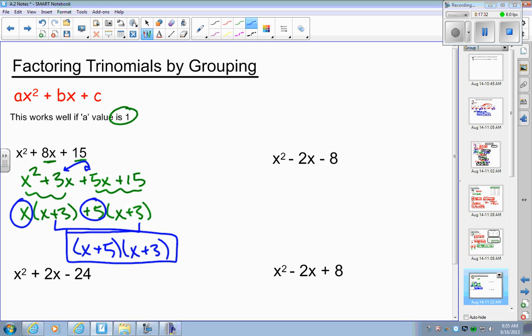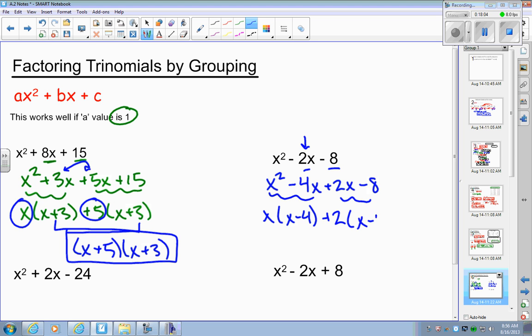Okay, let's try it over here with something a little bit different. So I need to multiply to 8 and add to -2 somehow. So what if I split this up into this? Minus 4x plus 2x and a minus 8. If you add those middle terms together, you should get here. Now we look for GCFs with this first piece. We look for GCFs with the second piece. And we got it to work.